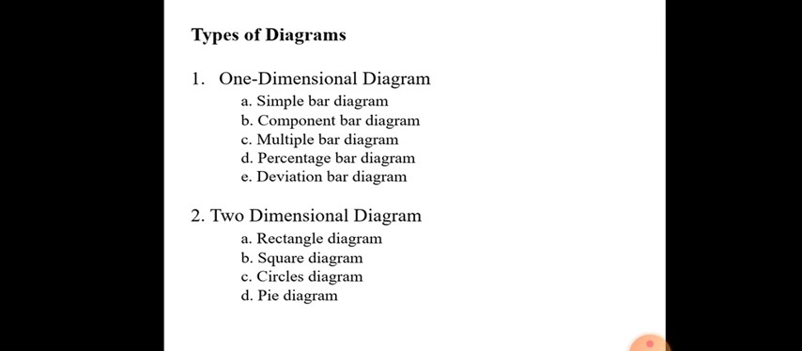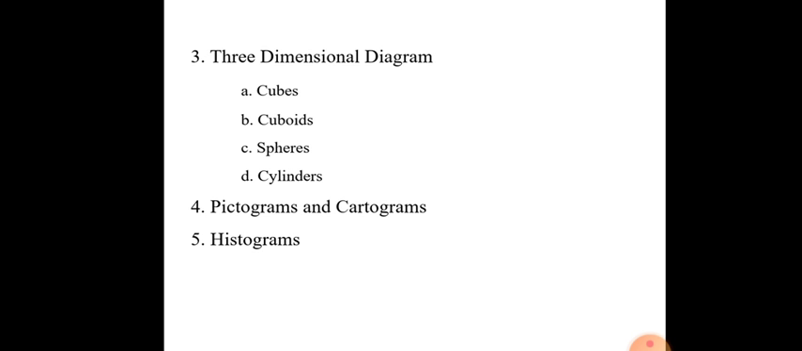The two dimensional diagram includes the rectangle diagram, square diagram, circle diagram as well as the pie diagram. And the three dimensional diagram includes cubes, cuboids, spheres and cylinders. These are the diagrams under the three dimensional diagrams.